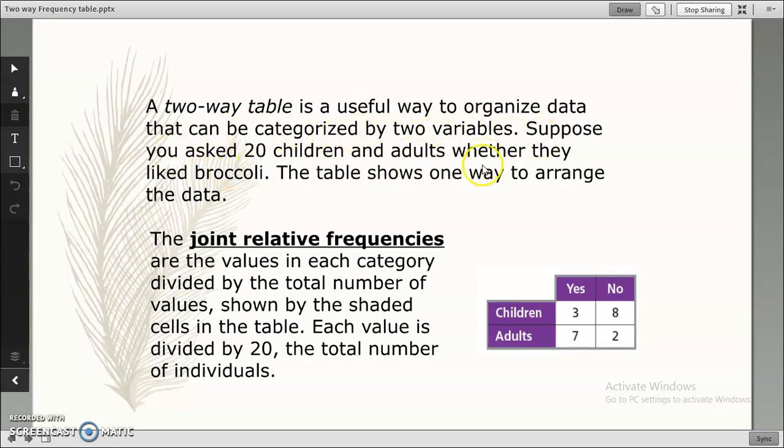Suppose that you ask 20 children and adults whether they like broccoli. The table shows one way to arrange the data. So this is the children and the adults, yes and no. Well, 3 children say they like it, 8 say they do not. 7 adults say they like it, and 2 say they do not. To find the joint relative frequencies, I will divide each of these values by 20.